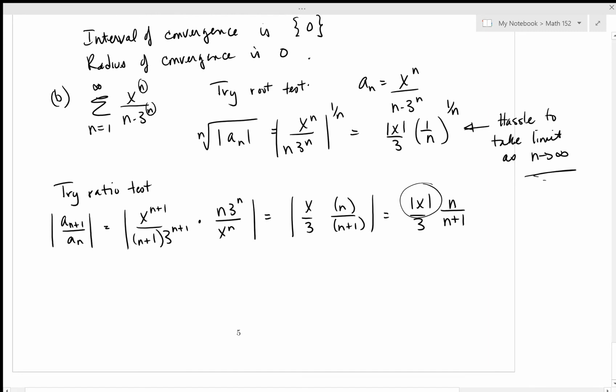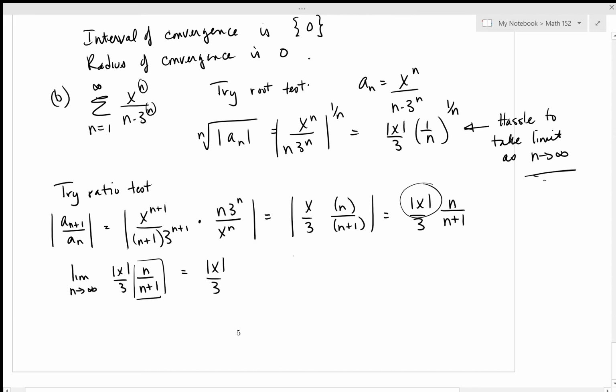I'm going to take the limit as n goes to infinity of the absolute value of x over 3 times n over n plus 1. The portion here that is affected by the changing value of n is a ratio of two polynomials of the same degree, so the limit is going to be the ratio of the leading coefficients. So this limit is going to be the absolute value of x over 3.